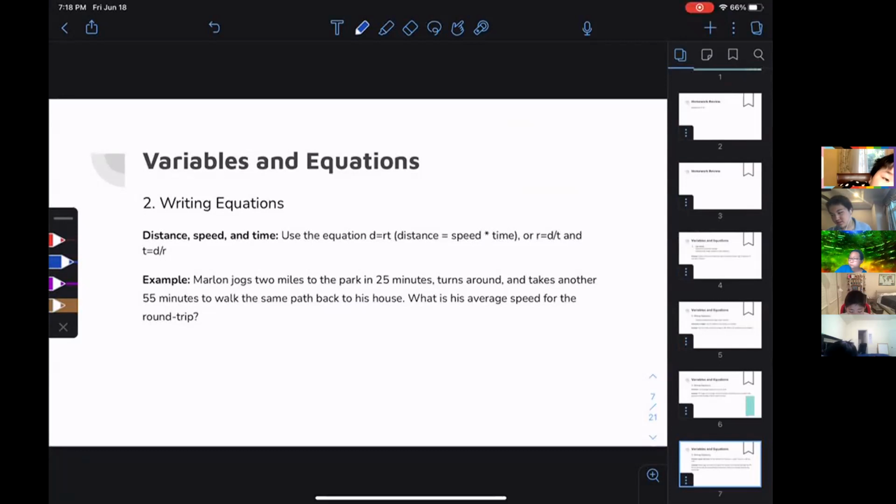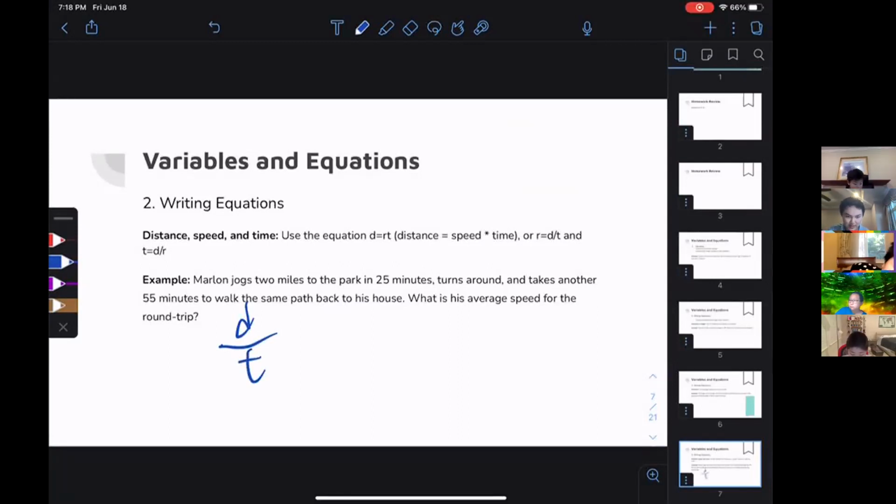All right, and I think since it's on here, I should also mention that average speed is not just averaging two different speeds. It is the total distance that he traveled over the total time. And so given this, can anybody walk through solving it?